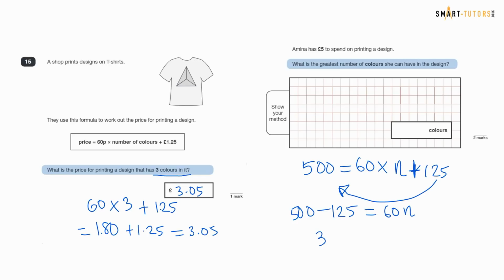So 375 equals 60n, n equals 375 divided by 60, which gives you 6 colors, because you can't have more than that. Very good. That is the answer, and the working is perfectly correct. You have £5, which is 500 pence, and you do the reverse calculation, take away 125 and divide by 60, which gives the answer 6 colors he can have on his t-shirt.